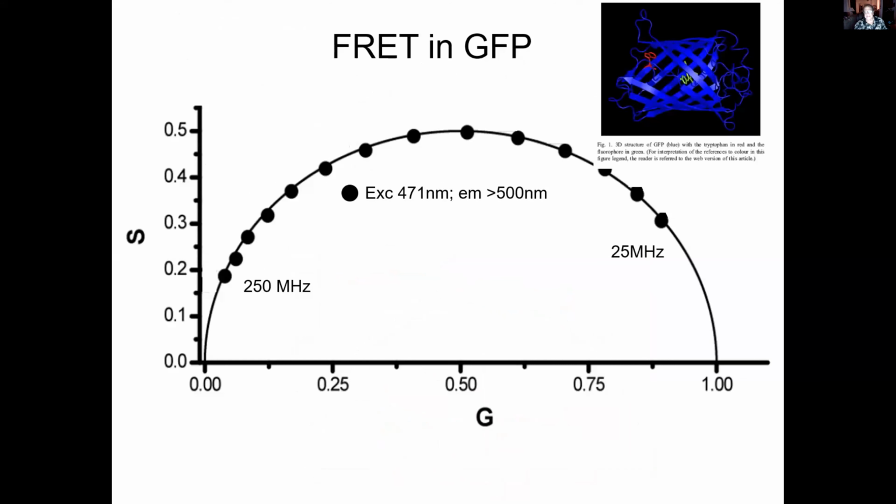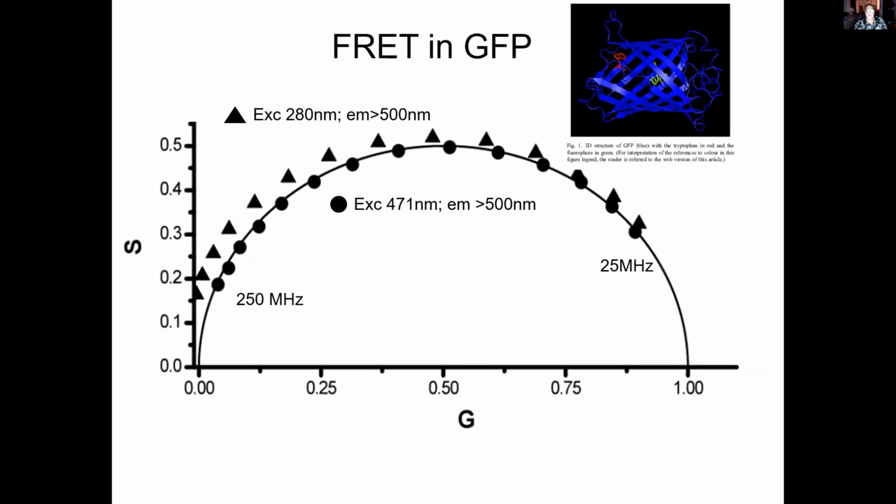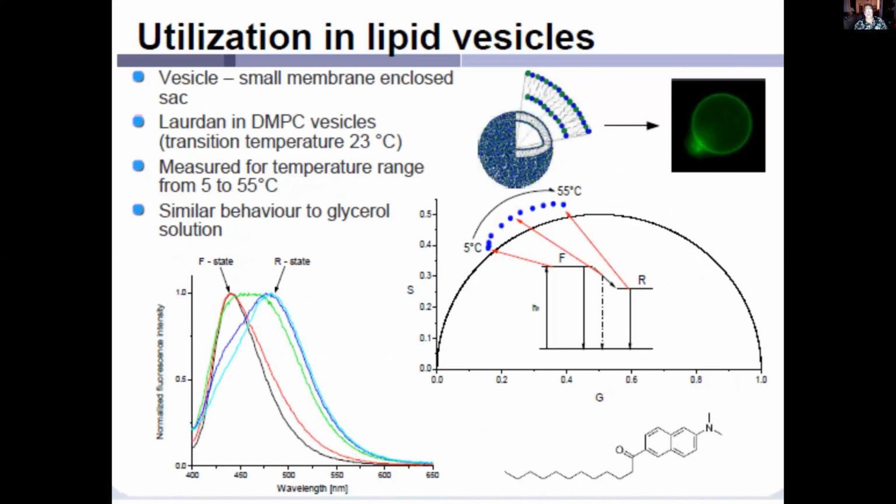Look at the fluorescence above 500. We see a single exponential no matter what the light modulation frequency. But when we excited at 280, we're outside the universal circle. This tells us that some of the light is going to tryptophan, which is transferring energy to the chromophore, and instantly you can see there's energy transfer, and that was very, very difficult to do in any other way.